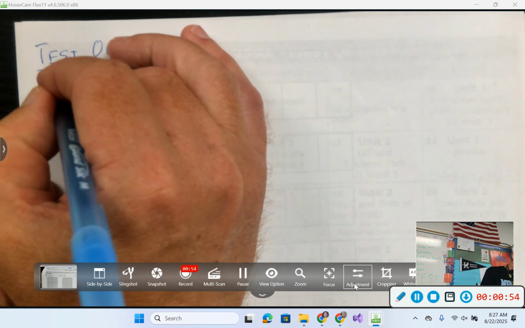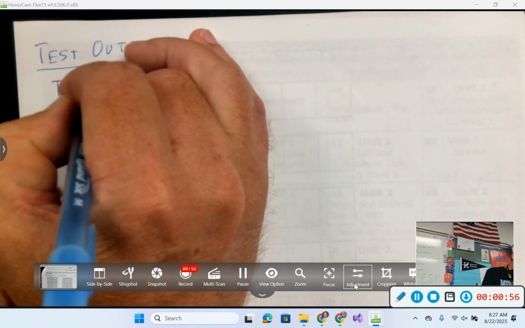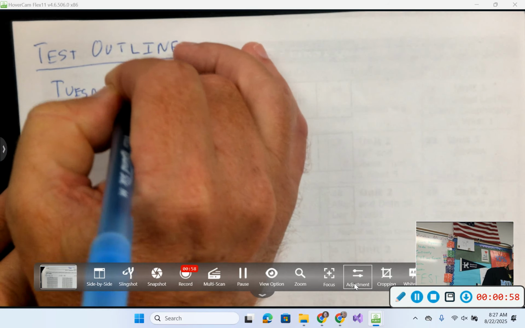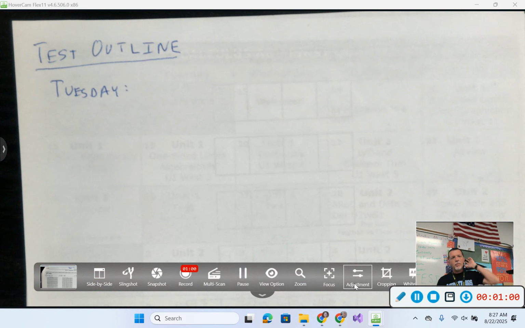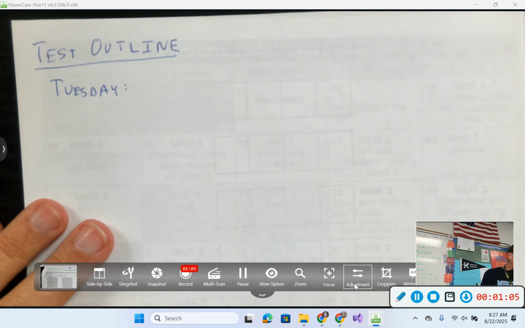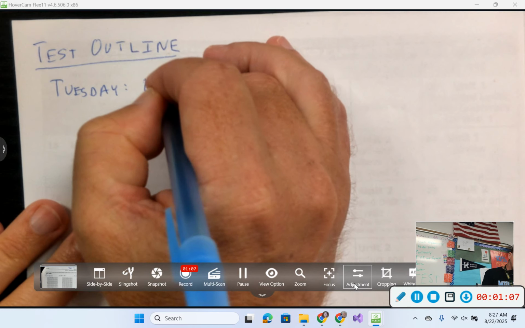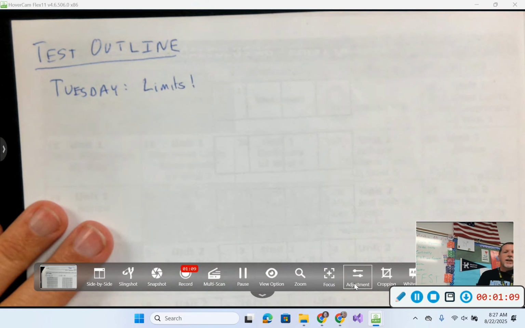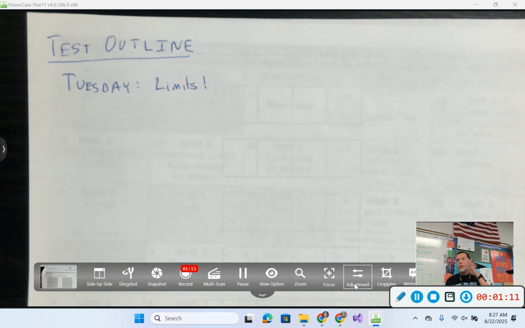Test outline. 2-day test. Again, it used to be block day, and rather than try to cut it down, I kept cutting out more than I wanted to cut, so I just made it over 2 days. So the Tuesday is all limits. It was a nice break. Tuesday is all and only limits.